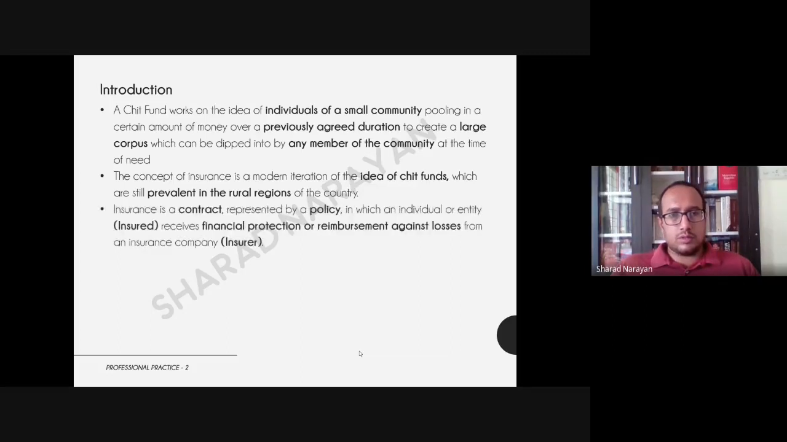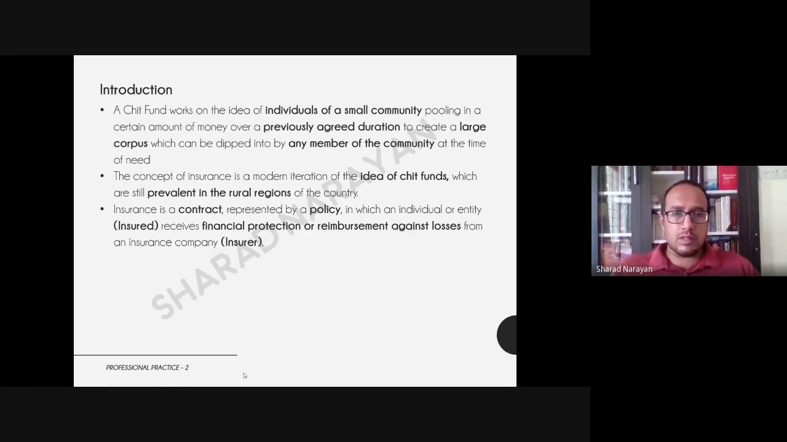So, here we start talking about insurance in its purest manner. Basically, insurance is a contract which is represented by a policy, in which an individual or an entity or group, which we call the insured, receives financial protection or reimbursement against losses from an insurance company. It's called the insurer.